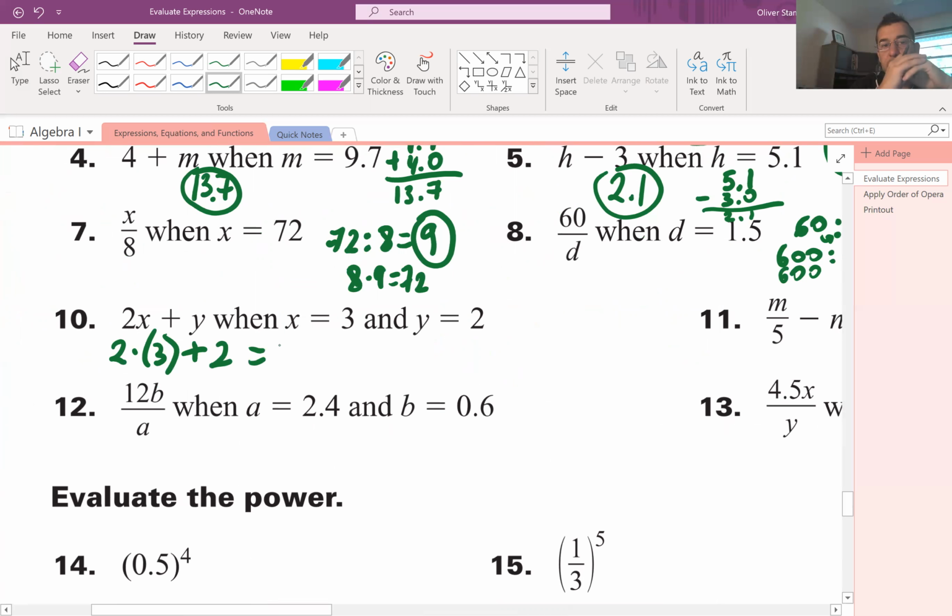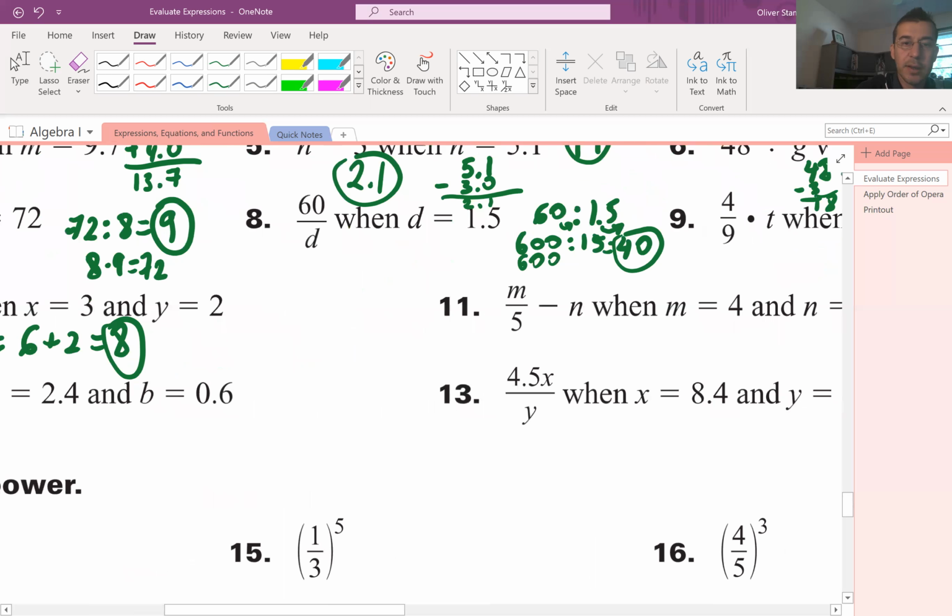Order of operations, right? It's always multiplication, division, then addition, subtraction. So in this case, multiplication, 2 times 3 is 6. So we do 6 plus 2, which is 8. Okay. So that's the solution for 10, 8.